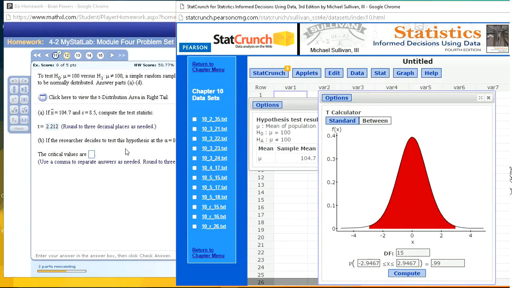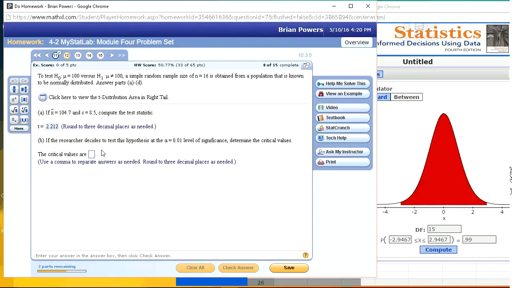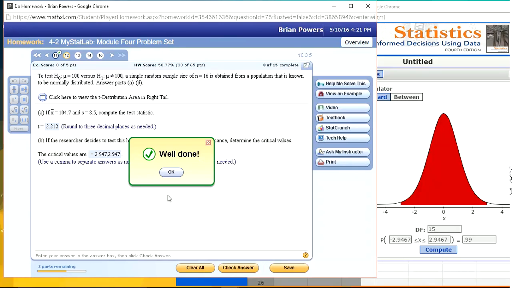We're going to type both of them in. I'm going to make it so I can see it while I type it in. It wants both of them, negative 2.947 and then 2.947. Let's correct that. You can see 2.947, 2.947. Everything looks good. Great.